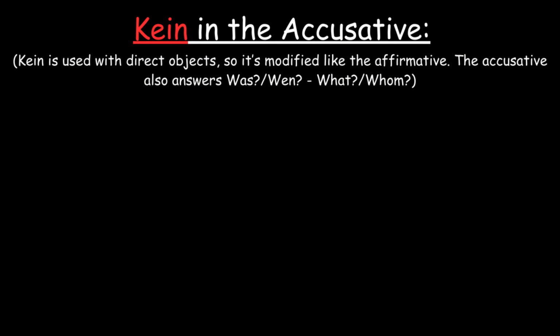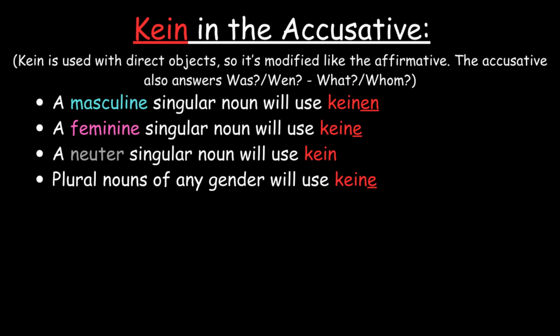In the accusative, we use kein with direct objects, so kein will be modified like the affirmative ein in the case. The accusative also answers was, wen, and its negation with kein in every gender and number looks like this. A masculine noun will use keinen. A feminine noun will use keine. A neuter noun will use kein, and plural nouns will use keine.